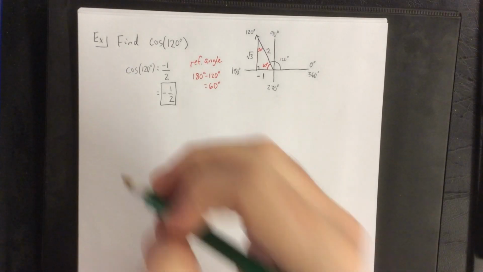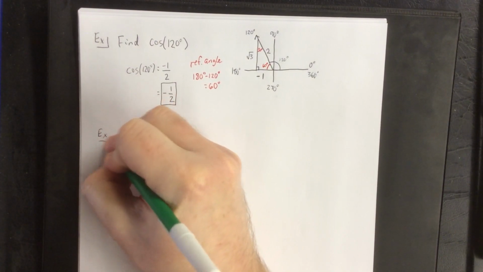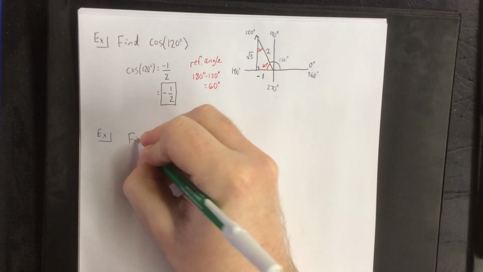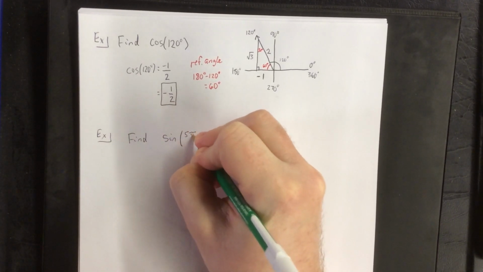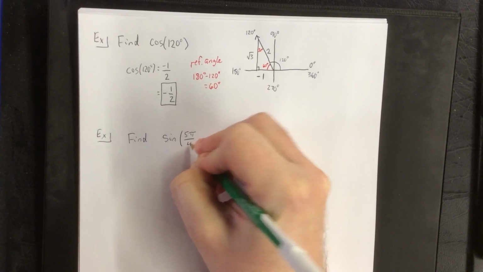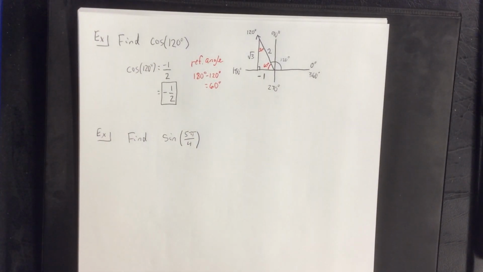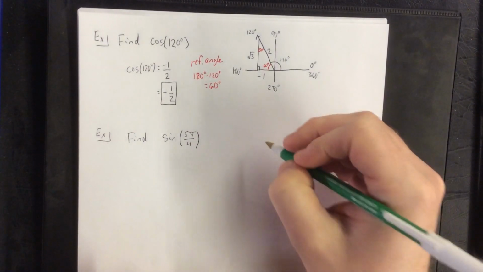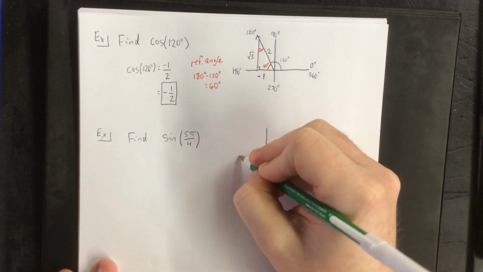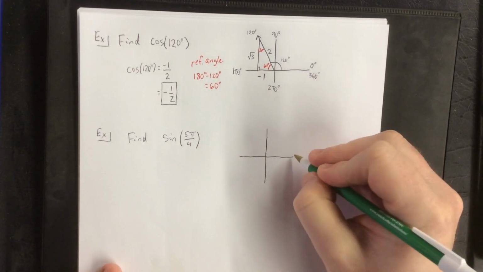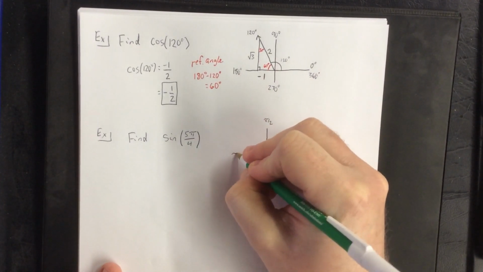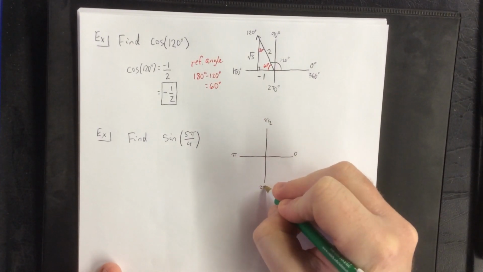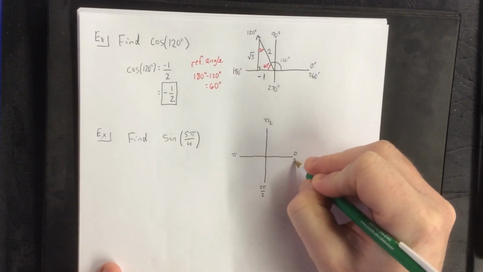Let's take a look at another example, just because it'll be beneficial to do so. I would like to find the sine of 5 pi over 4. This time we'll be working in radians. So for 5 pi over 4, first thing I want to do is label my quadrantal angles. We'll go 0, pi over 2, pi, 3 pi over 2, and 2 pi.